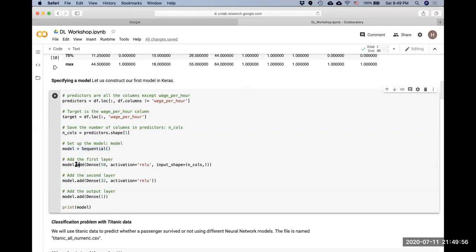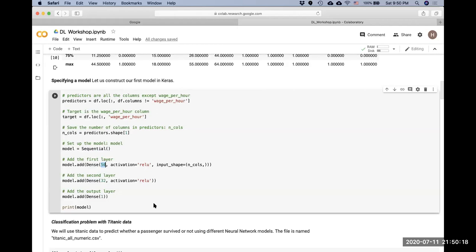I say model.add. Dense means a dense layer. If you recall from the lecture, dense means all the neuron units are connected to each other. Okay, so that's a dense layer. So dense layer, and then I define I want 50 units inside the dense layer.